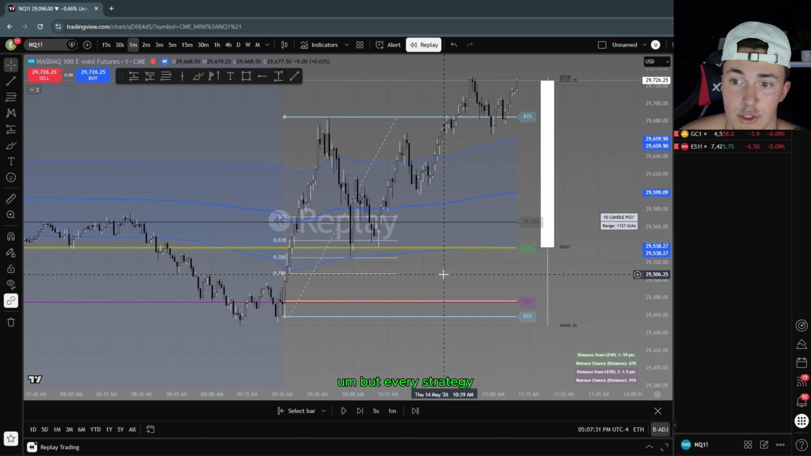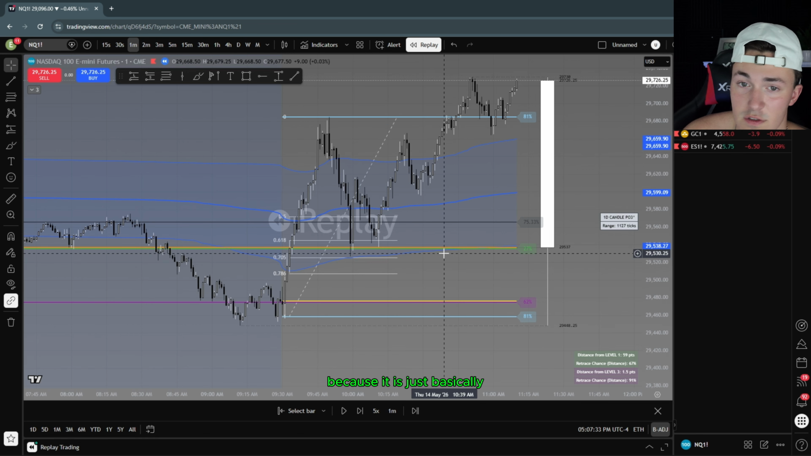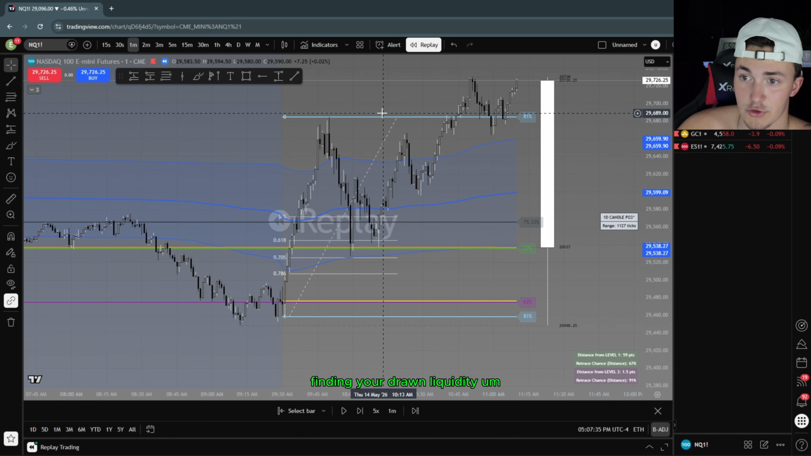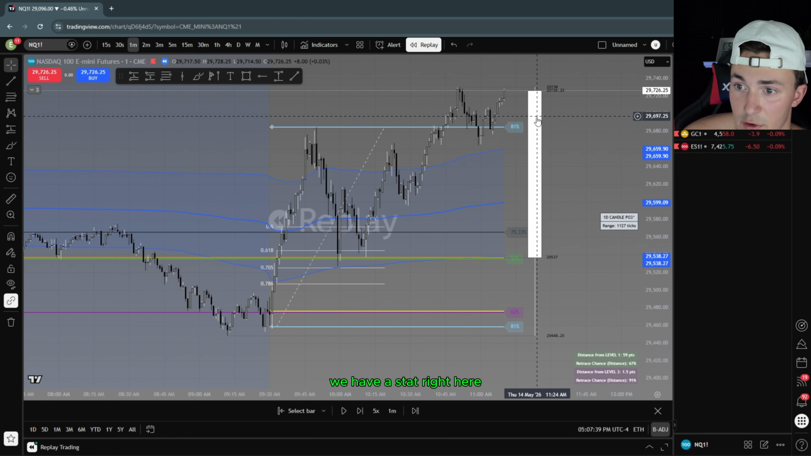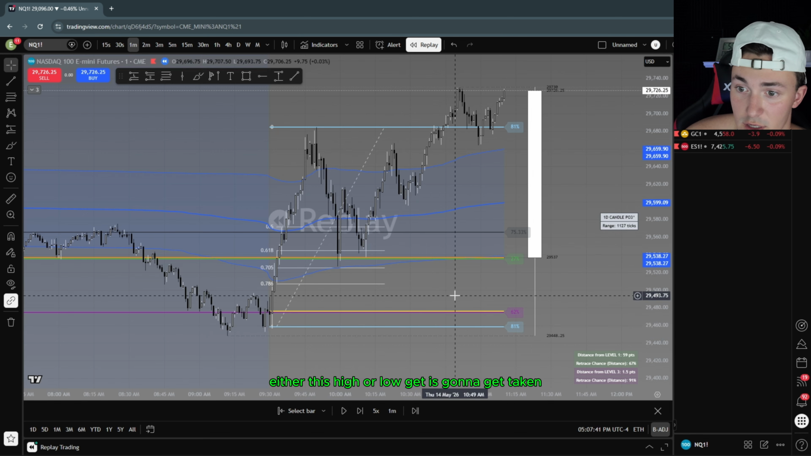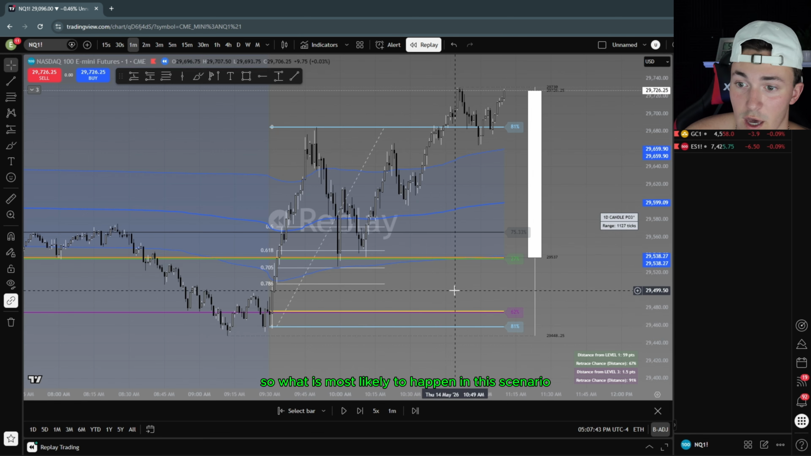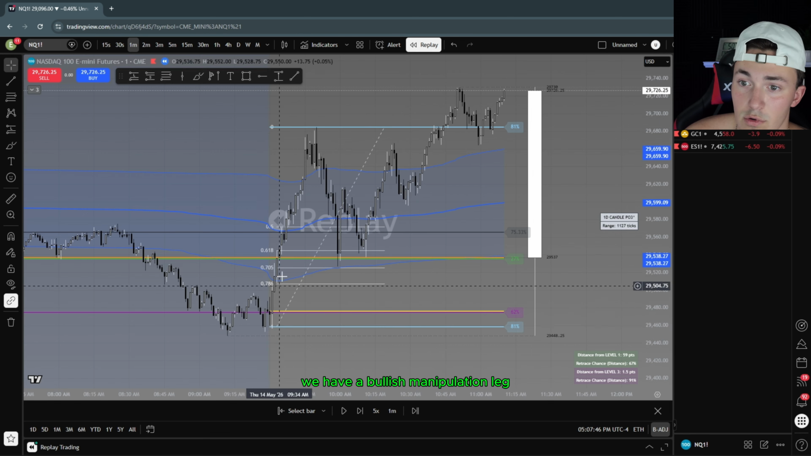But every strategy aligns with this because it is basically just finding your draw on liquidity, but in a different form, right? We have a stat right here. Either this high or low is going to get taken. So what is most likely to happen in this scenario? We have a bullish manipulation leg.